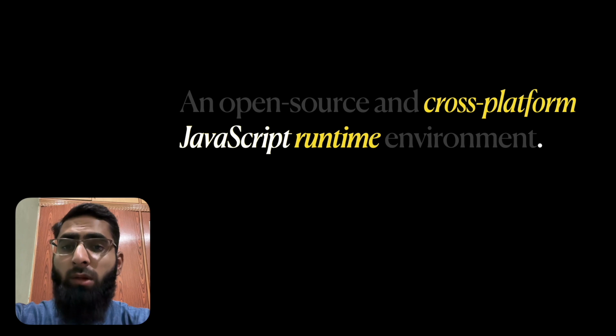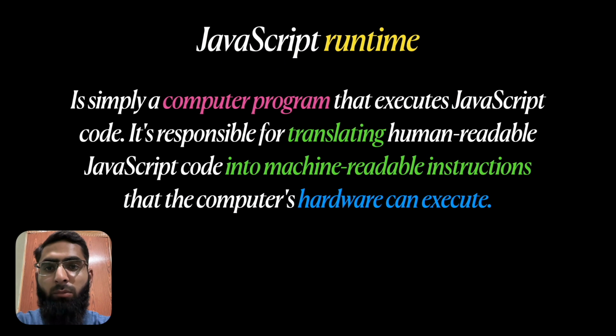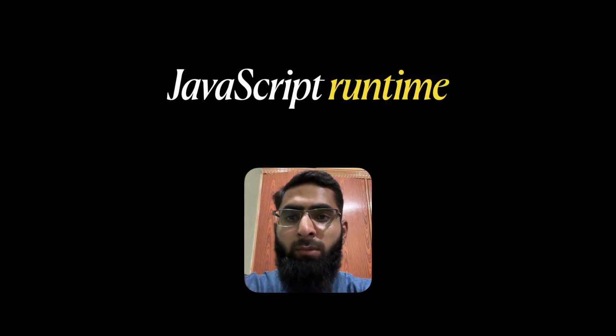And what it actually is, a JavaScript runtime, means it's a computer program that executes JavaScript code. It's responsible for translating human readable JavaScript code into machine readable instructions that the computer's hardware can execute. Now, the thing with JavaScript is that it has multiple implementations.